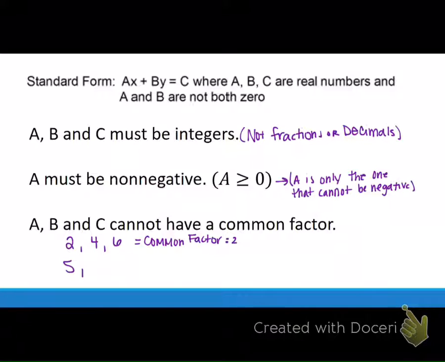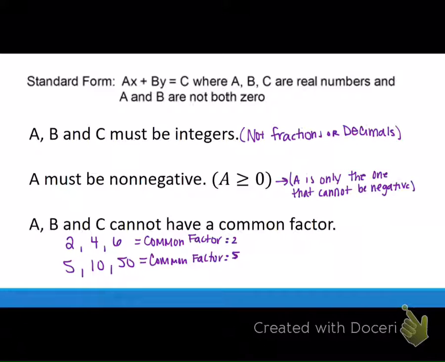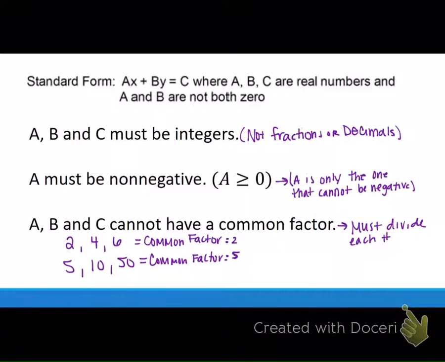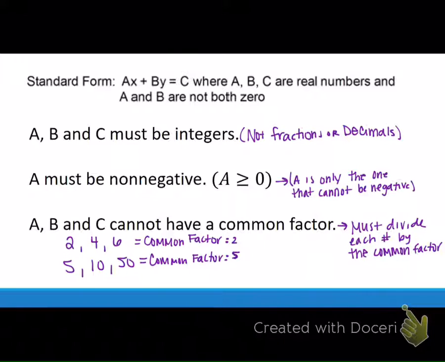What is the common factor of 5, 10, and 50? So if there's a common factor, you must divide it out. So all three numbers have a common factor. You must divide it out. So you must divide each number by the common factor. All right, questions so far before we get into some examples here?